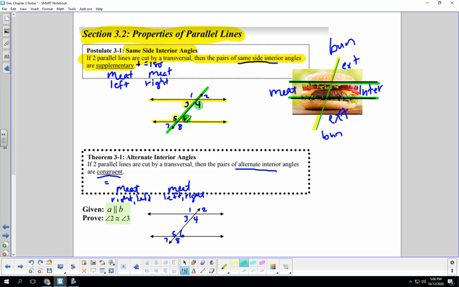So I'm going to add those angles here so that I have a list of them. So angle 3 and angle 5 are same side interior, and also angle 6 and angle 4. And when we add them together, they equal 180. That's what supplementary is. So if you're 5 and 3, you add up to equal 180. And if you're 6 and 4, you add up to equal 180. Okay.